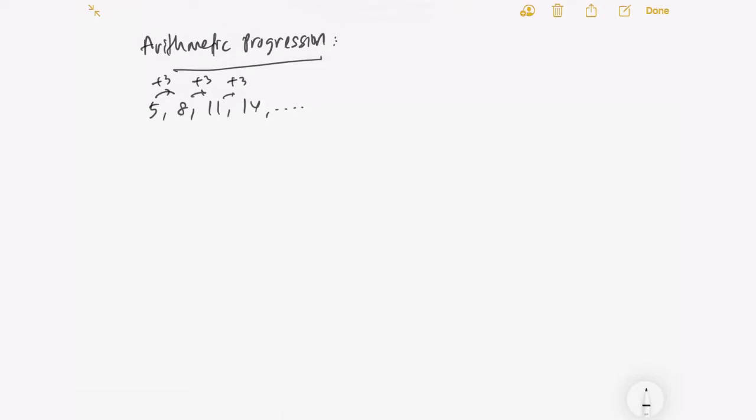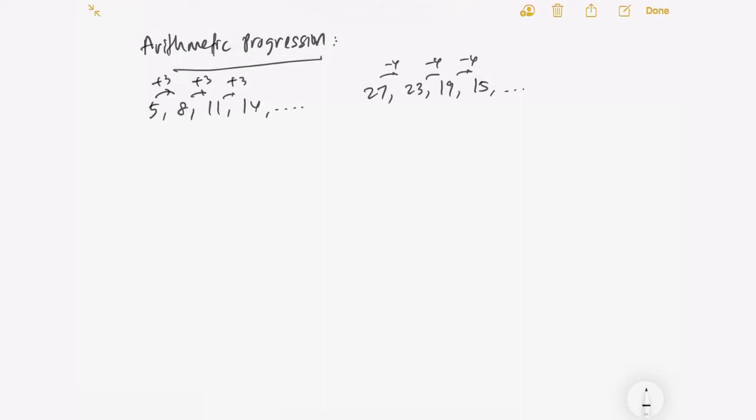Now it can be a constant increase, it can also be a constant reduction. For example, you may have like 27, 23, 19, 15. In this case, you subtract by 4, subtract by 4, subtract by 4.